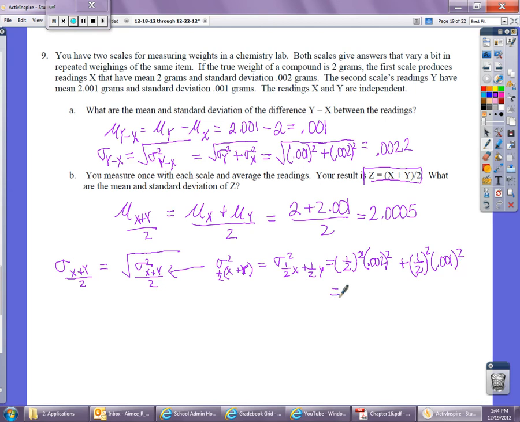Then finally, once I get that answer, which is about 1.25 times 10 to the negative 6th, I'm going to take the square root of that and wind up with 0.001. So just be careful when you're working with those rules of standard deviations and variance.